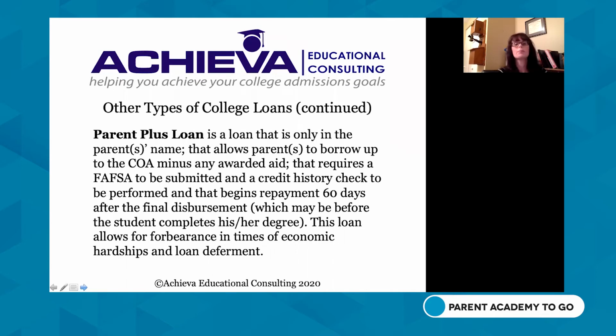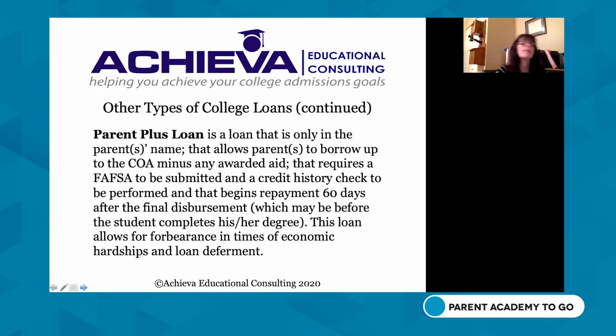The last is a Parent Plus loan. A Parent Plus loan is only in the parent's name, unlike the previous loans that I just discussed, which would be in the student's name. It allows parents to borrow up to the cost of attendance minus any awarded aid. That requires a FAFSA to be submitted and a credit history check to be performed. Repayment begins 60 days after the final disbursement, which may be well before your student completes his or her degree. This loan also allows for forbearance in terms of economic hardships and limited deferments.